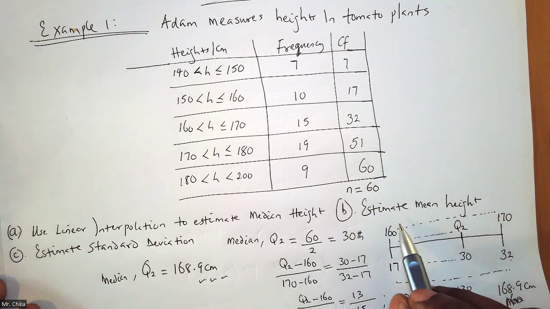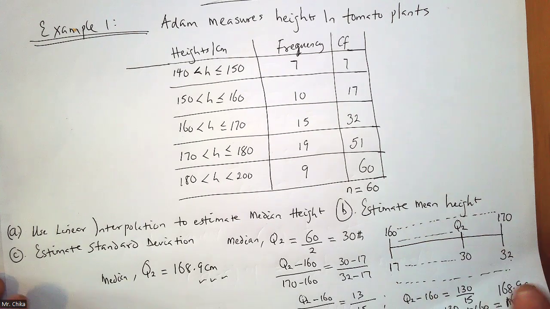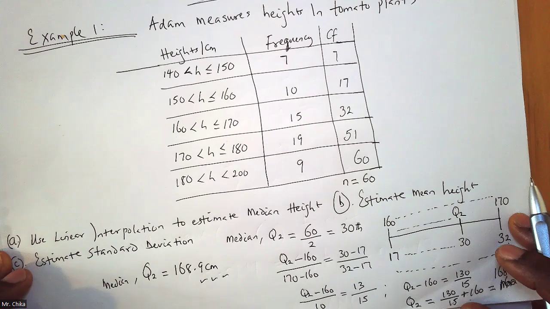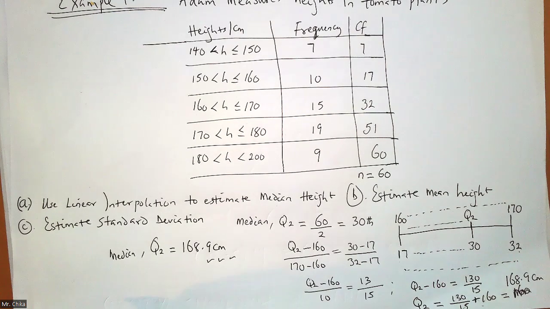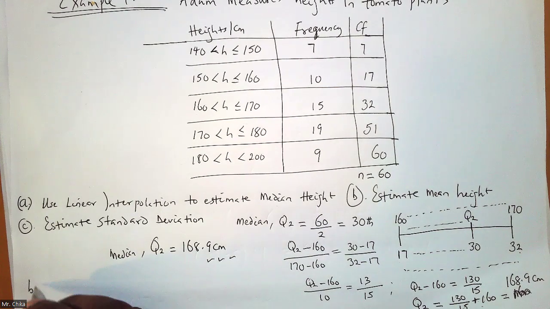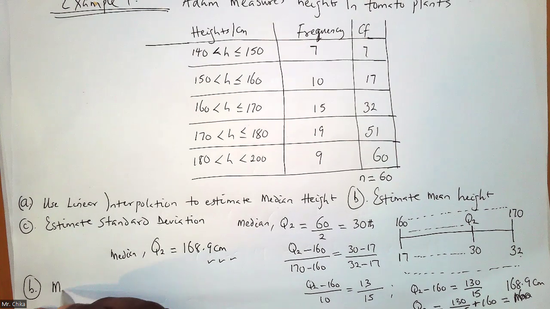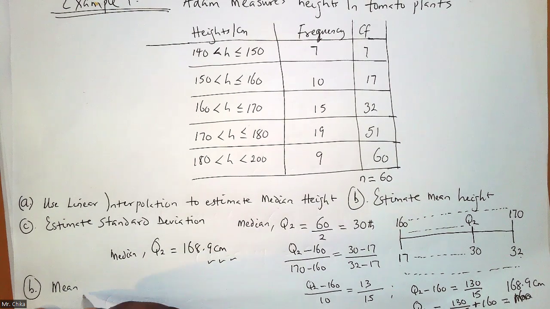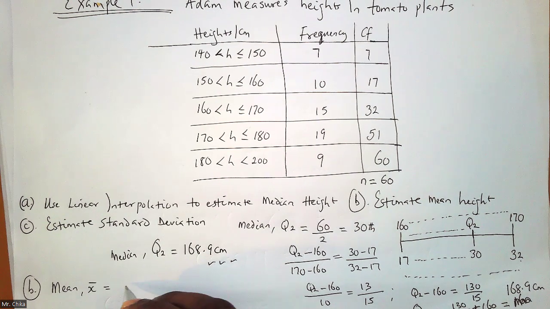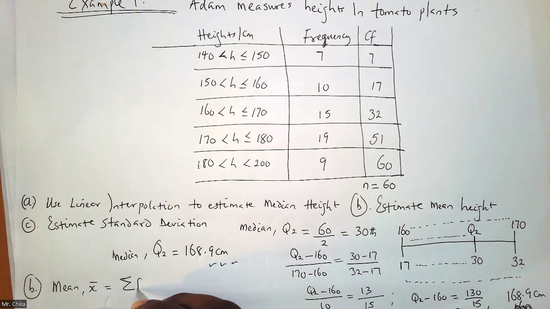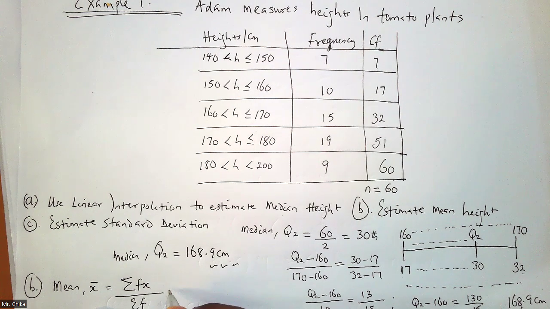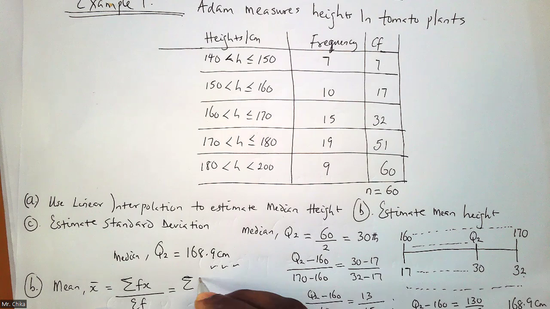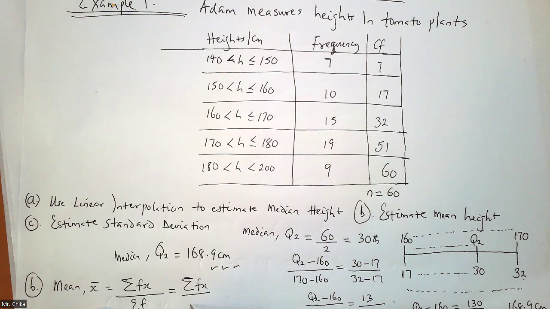calculate the mean height. Okay, hopefully I have some space there. I have to calculate the mean height. For part B, the formula for the mean, or x bar, is the summation of fx divided by the summation of f, or the summation of fx divided by n.